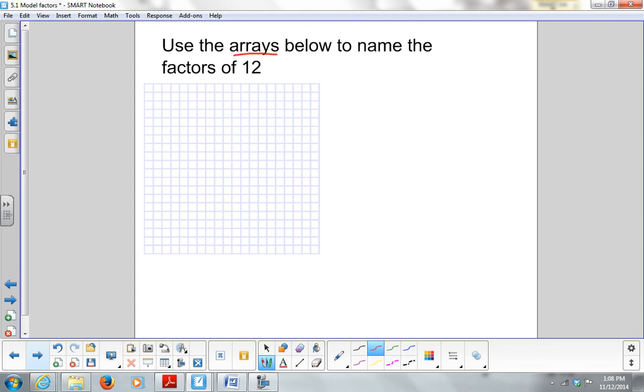So I'm going to go with the most obvious, which is 1 times 12. 1, 2, 3, 4, 5, 6, 7, 8, 9, 10, 11, 12. So one row of 12 boxes. So that's 1 times 12. Okay, and then I'm going to go 2, because 12 is an even number, so I can do it by 2s. 1, 2, 3, 4, 5, 6, 7, 8, 9, 10, 11, 12. And that is 2 times 6.